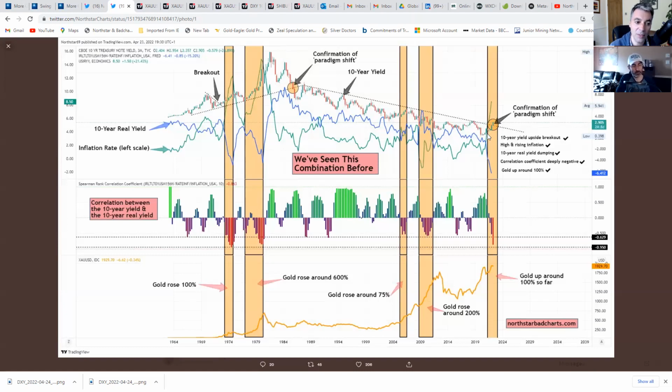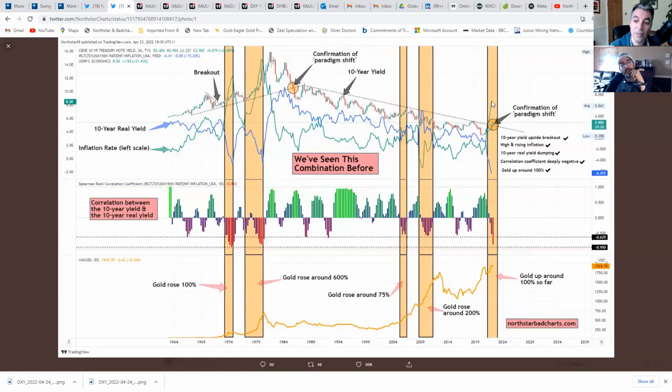What's happening now is that the inflation rate has just flown out of the gates and is breaking to levels that we haven't seen, looking back across the chart here on the green line, since the 1980s, in fact. So inflation is taking off in a very, very big way.